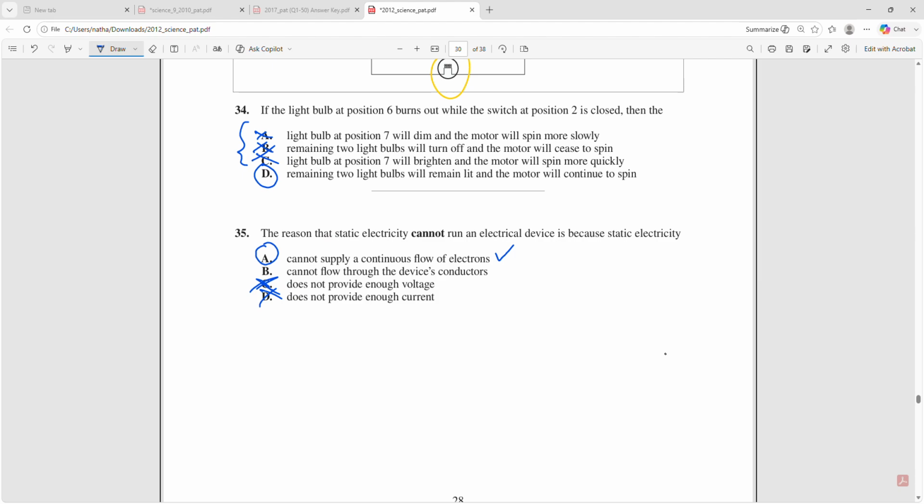And then B said cannot flow through the device's conductors. That's also not true. If you had a static charge on a shirt and you put a metal rod there and you see a spark, those electrons are going into that conductor. And if you had it like a circuit somehow closed, it would flow, but just momentarily. That's the whole main part. They cannot have a continuous flow of electrons.